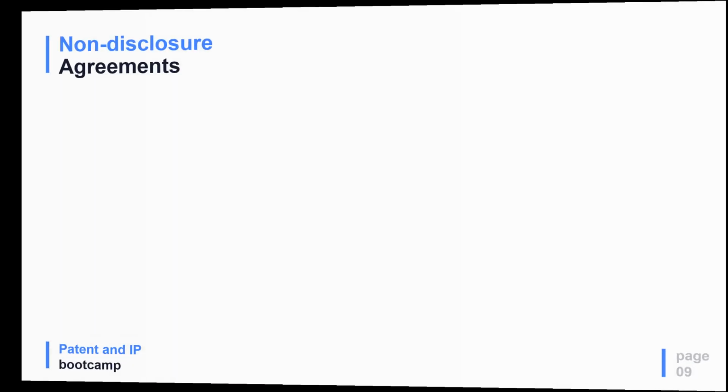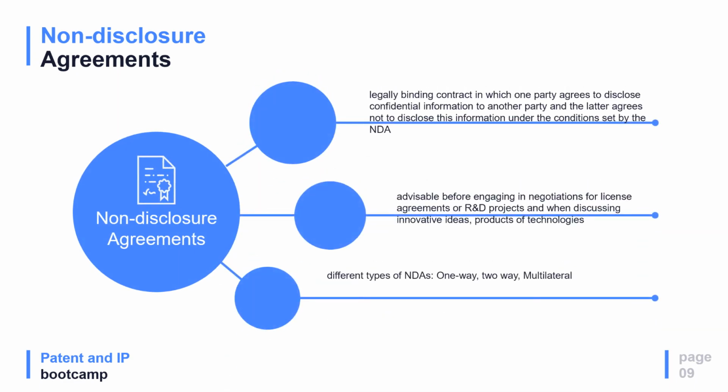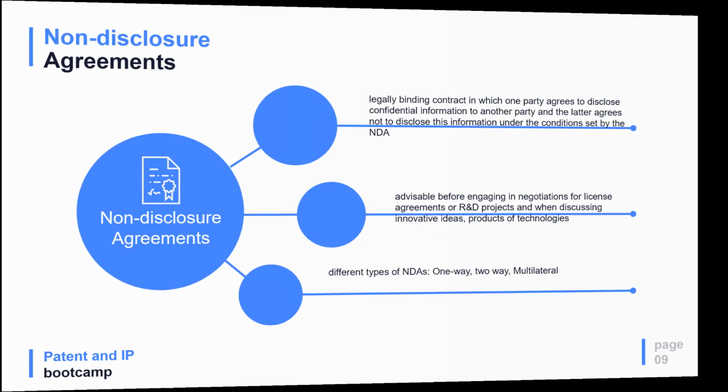So what is a non-disclosure agreement? A legally binding contract in which one party agrees to disclose confidential information to another party, and the latter agrees not to disclose this information under the conditions set by the NDA. So you can talk, for example, about prototypes, and then it is clear it's not available to the public. This should be done before every R&D project, and also when you discuss innovative ideas, products or technologies with other people. And there are different types of NDAs, for example, one-way, two-way or multilateral. That depends on who gives the information and who is not allowed to use the information.